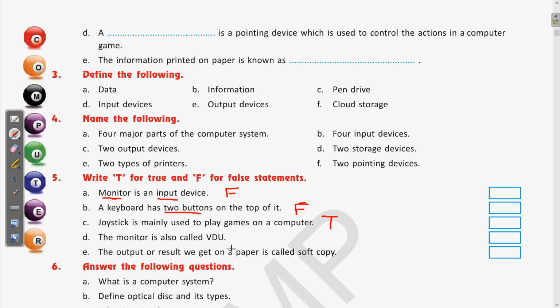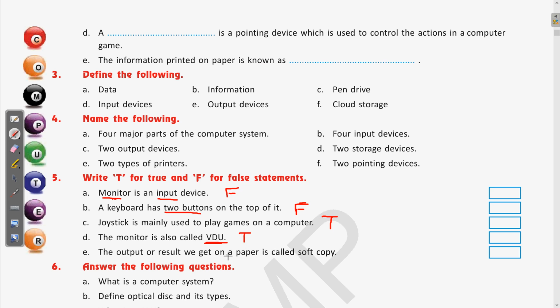Next, the monitor is also called video. The full form of video we have discussed: visual display unit. Clear? So yes, the monitor is also called video. Why is it called video? Because we get the display on the monitor. Whatever the visuals or the display, they are given as output on the monitor. Clear? So this is the correct answer. So yes, this is also true.